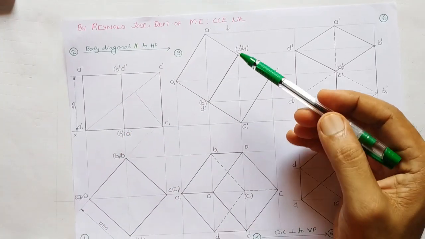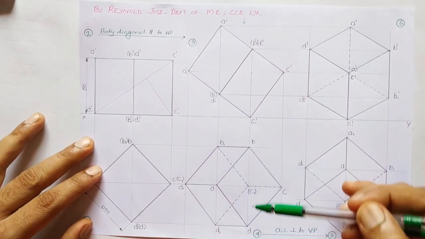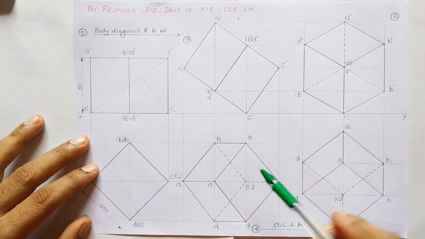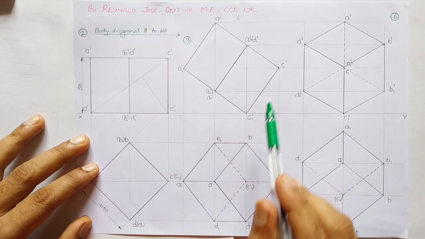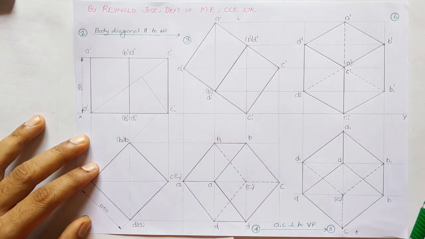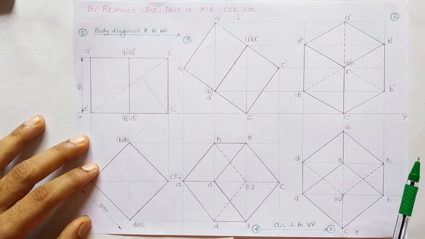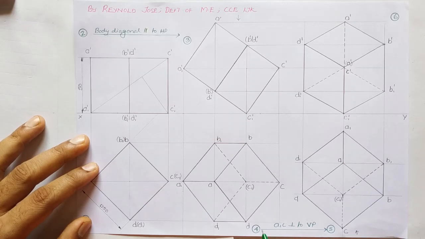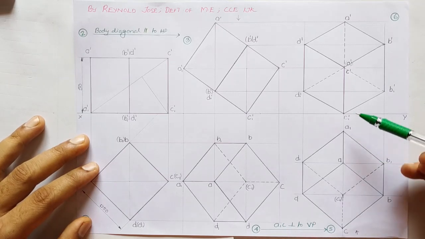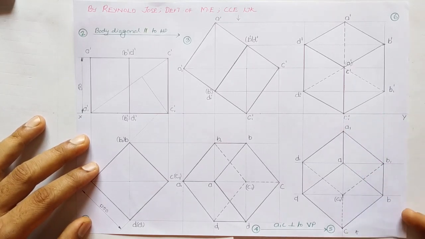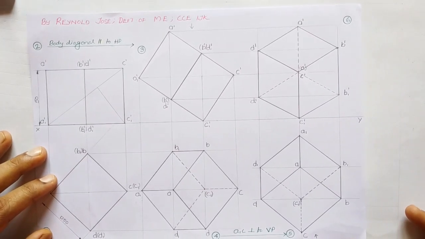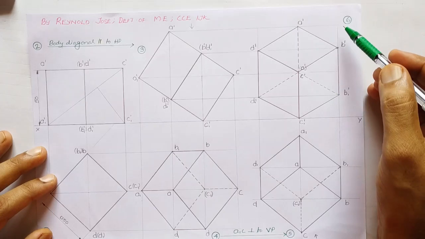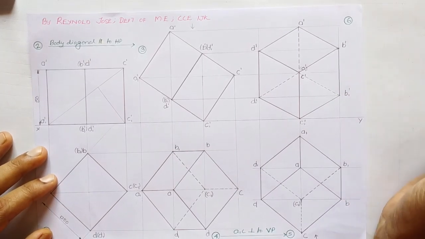So in both these diagrams, that is diagram number 3 and diagram number 4, the body diagonal A1C is parallel to SP and parallel to VP also. When we reconstructed diagram number 4 to 5, what we have done is, we have made the body diagonal A1C perpendicular to the XY line. Perpendicular to the XY line means perpendicular to VP in the top view. Then we obtain the last diagram, that is diagram number 6.